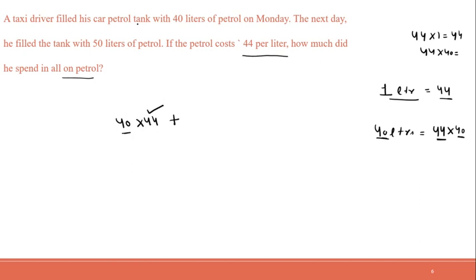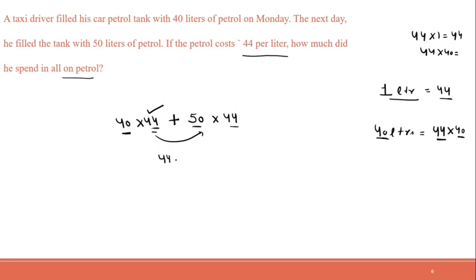as it is written here, 40 liters of petrol on Monday. A taxi driver filled his car petrol tank with 40 liters of petrol on Monday. So this is for Monday, 40 liters at the rate of 44 rupees per liter, right? Here, the next day, he filled the tank with 50 liters of petrol, plus, because on the next day he bought 50 liters more at the rate of 44 only, right? So this has become the question now. So what we will do, as we can see that here 44 and 44 is common, right?